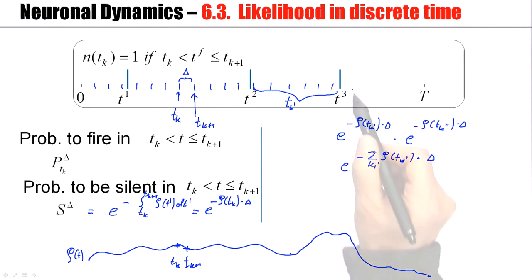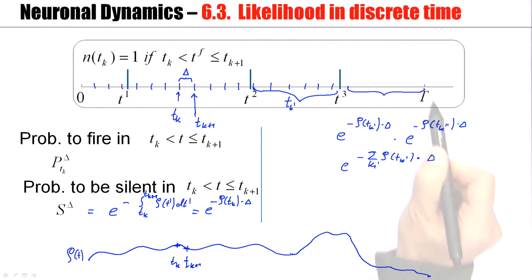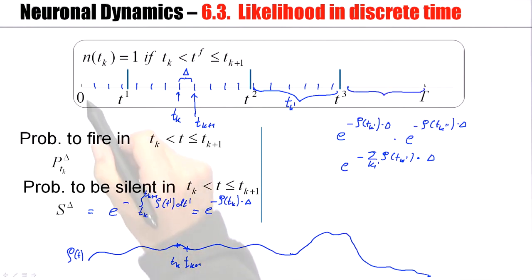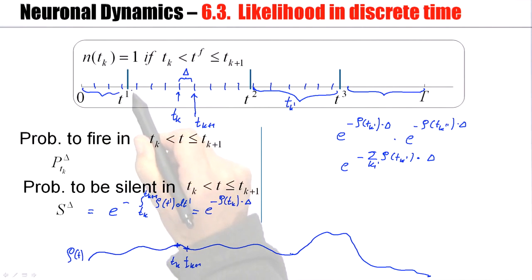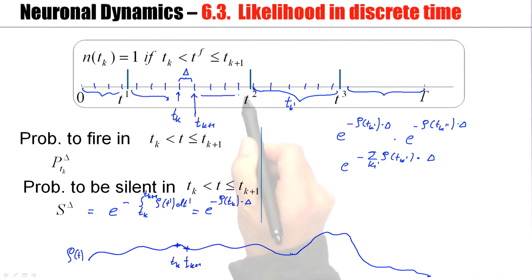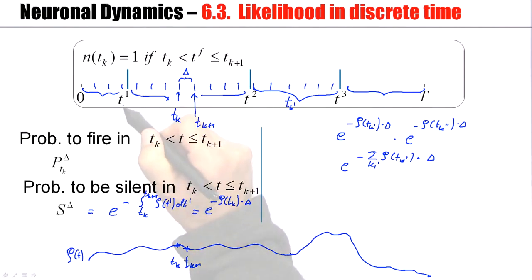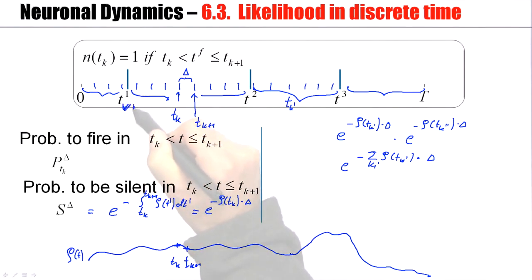I do something similar for the interval from t3 to capital T, for this interval and for this interval here. So far for the periods where the neuron does not fire. But then there are these moments when the neuron does fire. For example, in this interval here.